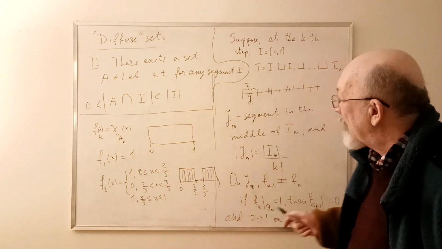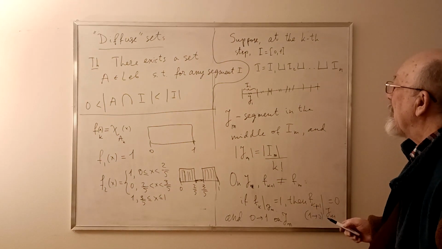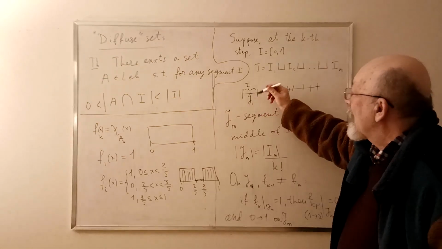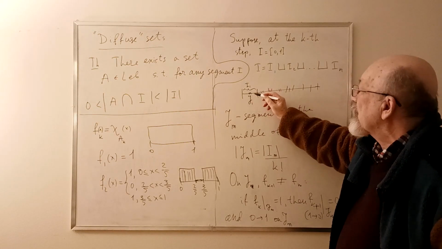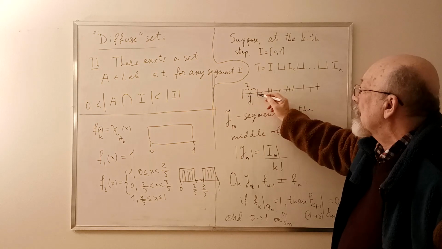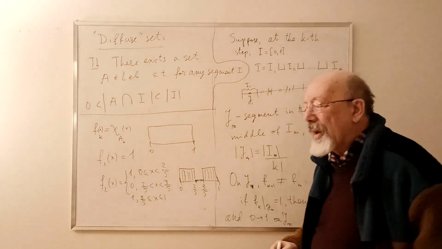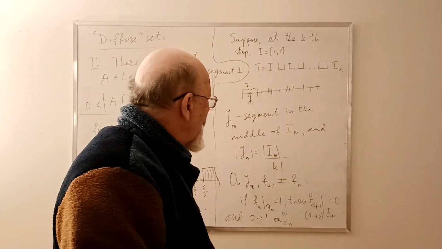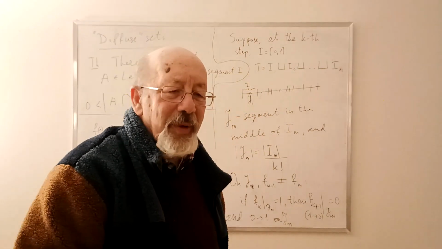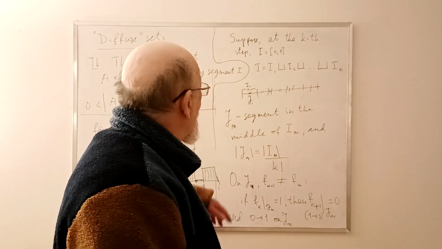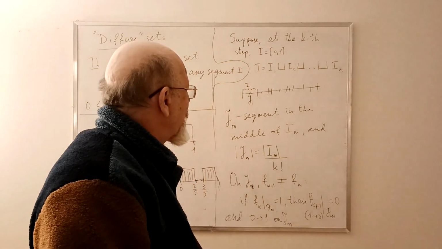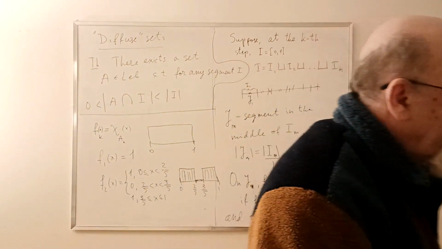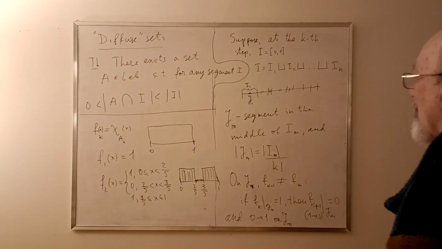And the key is that the ratio of the length of Jm to the length of Im decreases rapidly when k goes to infinity. I think k factorial is already good. And so what do I reach this way?